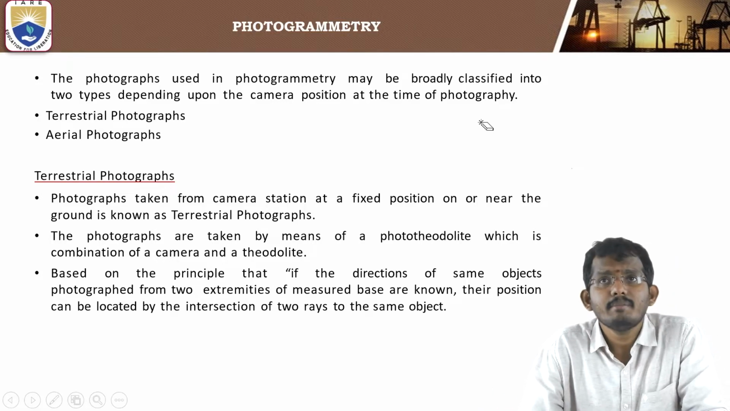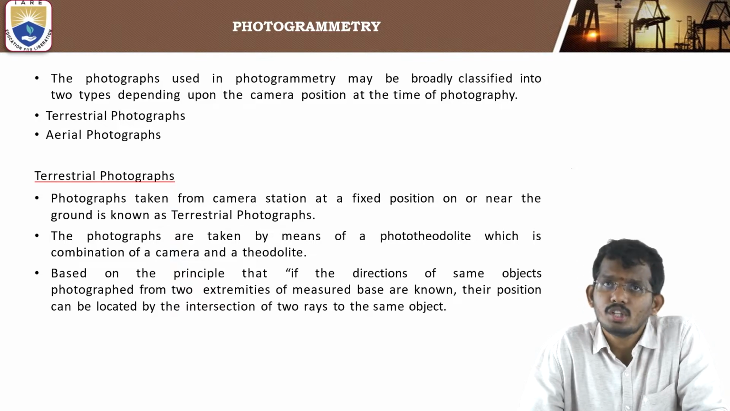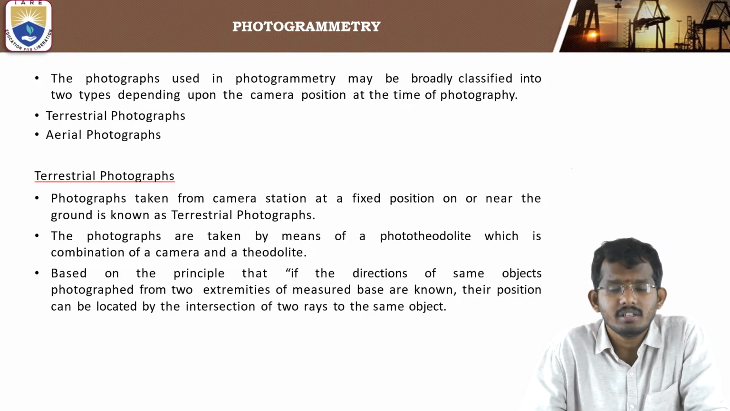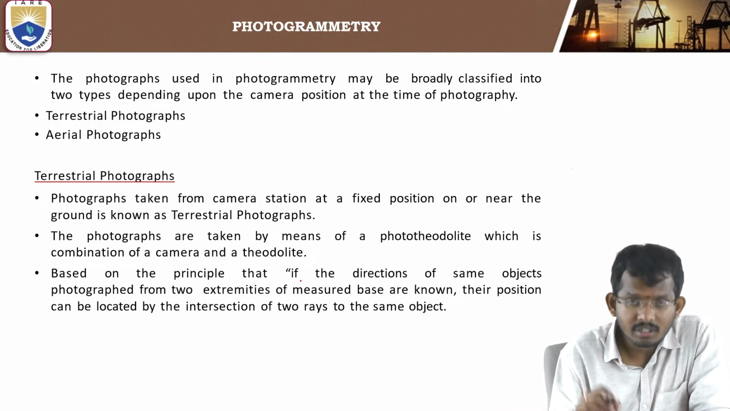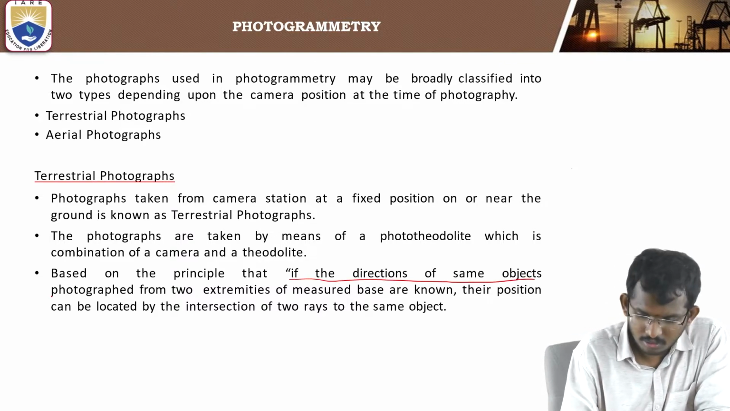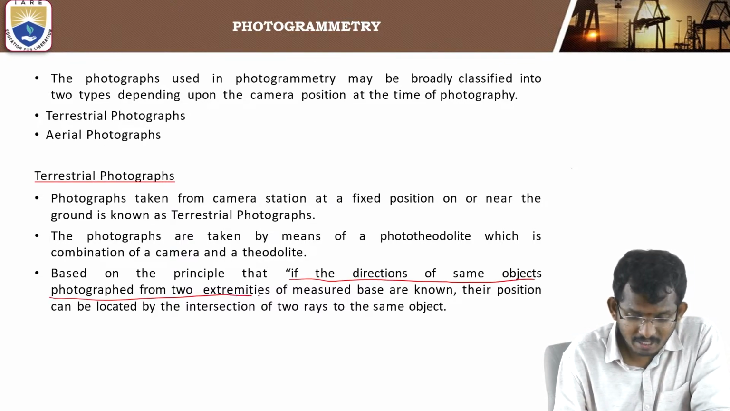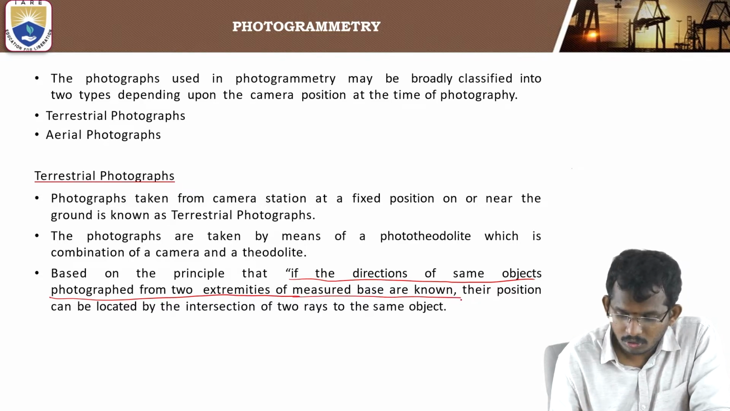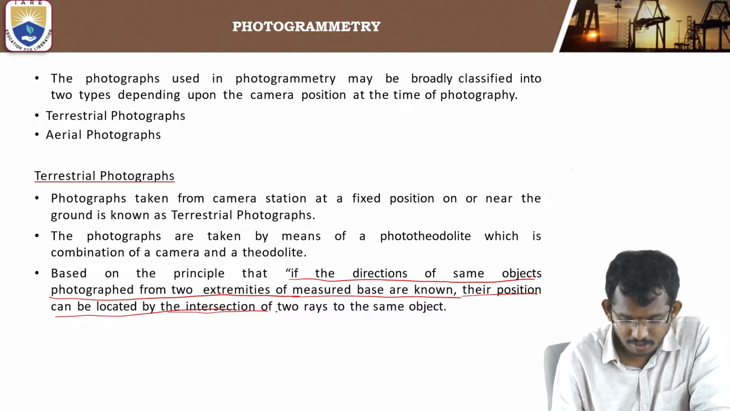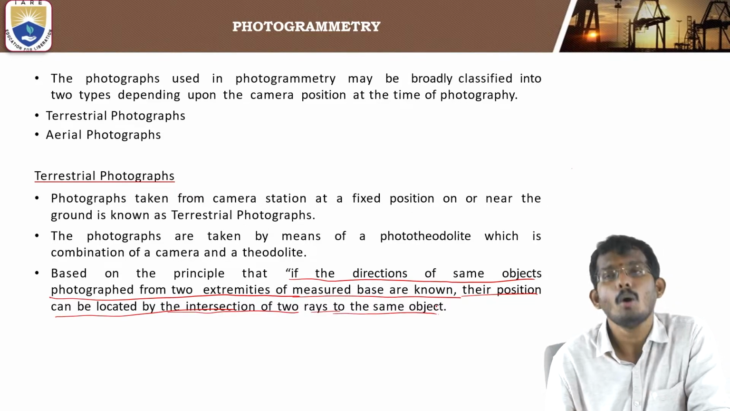The photographs are taken by means of a phototheodolite, which is the combination of a camera and a theodolite. The principle is the directions of the same objects. If the directions of the similar object photographed from two extremities of a measured base are known, their position can be located by the intersection of the two rays to the same object.